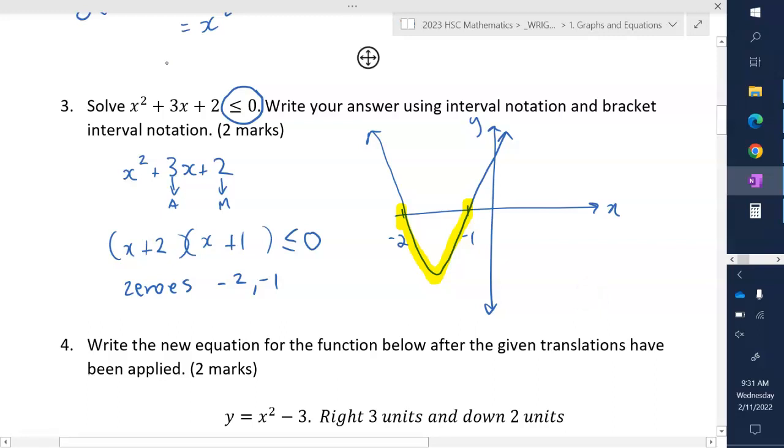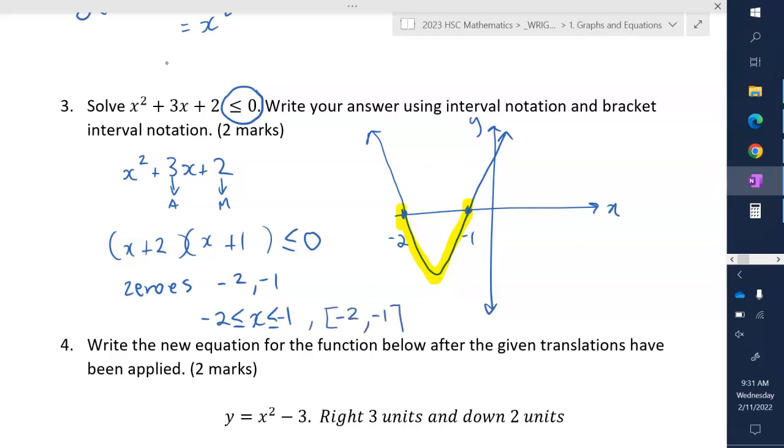So the range that I want, where it is less than or equal to 0, is minus 2 is less than or equal to x is less than or equal to minus 1. So in that domain is where our graph sits below the x-axis. Writing that in bracket notation, because it said interval notation and bracket notation, I wanted to see minus 2, minus 1 in square brackets. Okay, let's go to the next one.